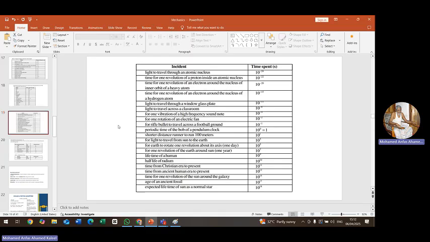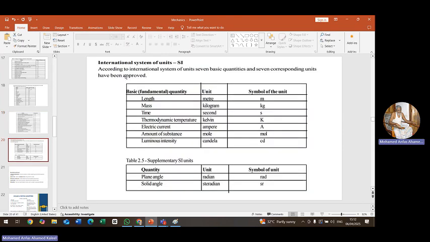So the next one is the International System of Units, that is SI units. Under the International System of Units, there are 7 basic quantities and the 7 corresponding units have been approved.